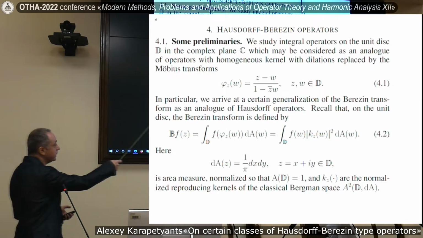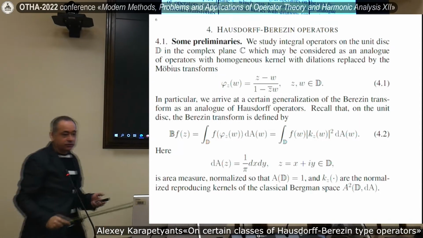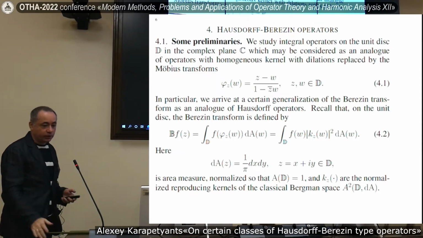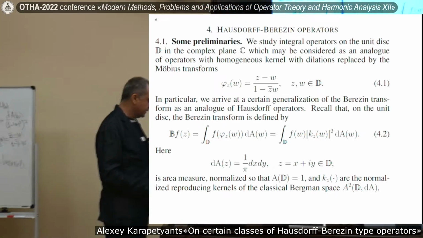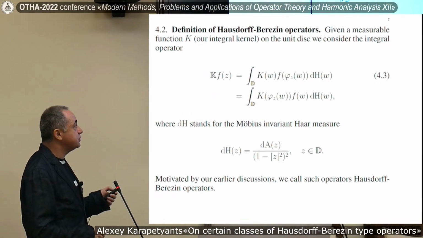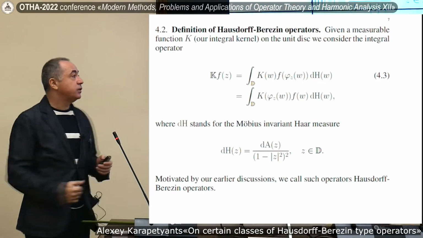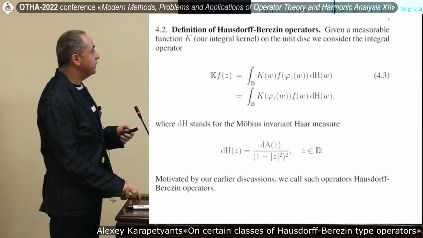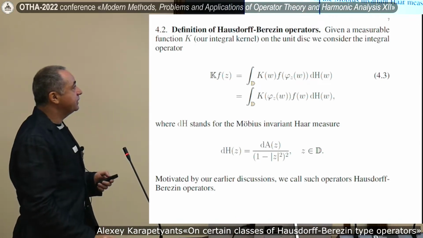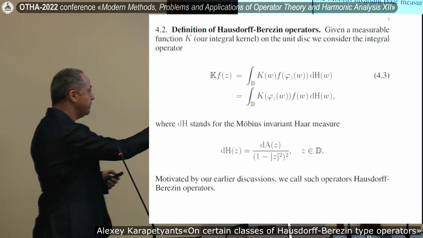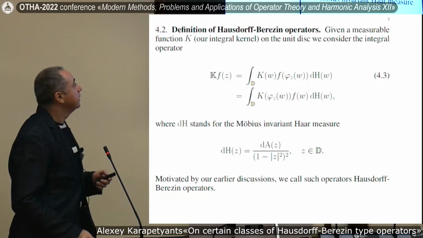Basically, you have this integral, so you think, why not put a kernel here? You have the generalization. That's what we have here, exactly. Okay, so that's how Bergman comes into this definition. And here again I rewrite what I wrote on the whiteboard. Here is the Haar measure, here is the nice property of invariance, etc. And as I said, motivated by the above discussion, we call these operators Hausdorff-Bergman operators.